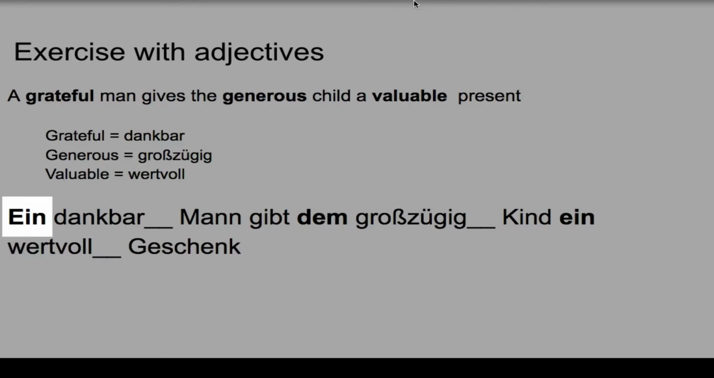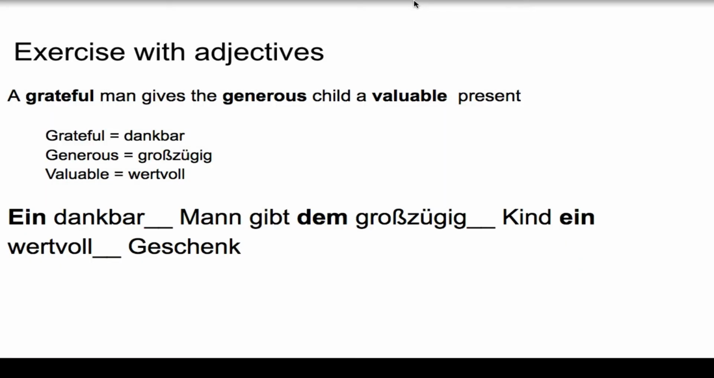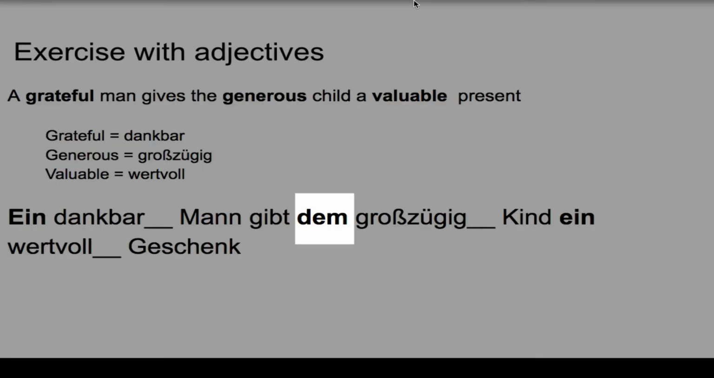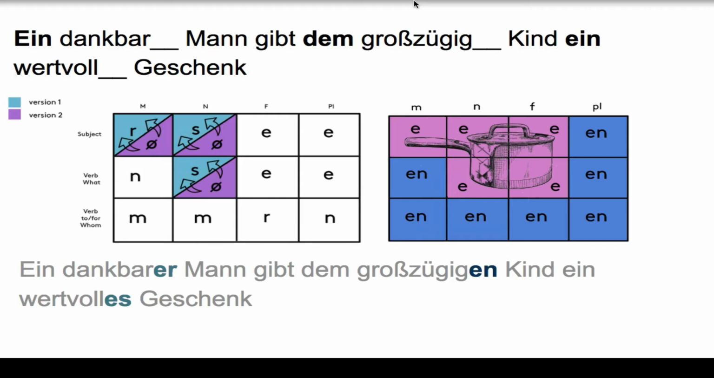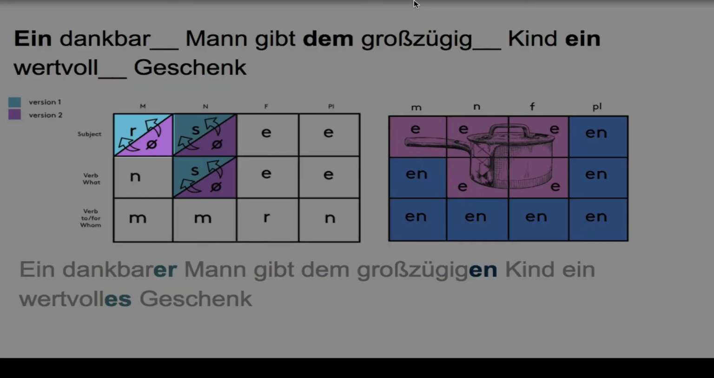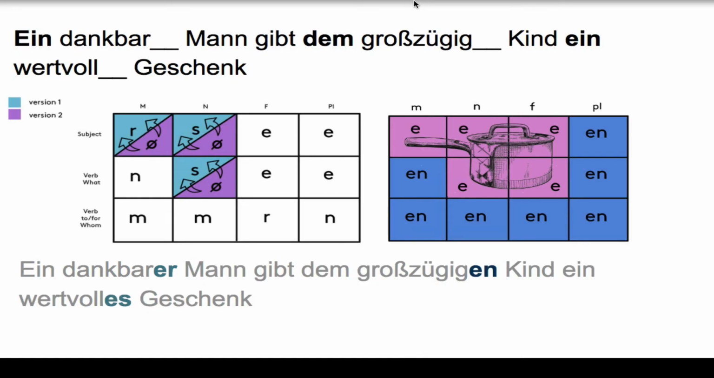Okay, so where we've got ein, we have to use the main grid and go over the line to grab the letter to decorate the adjective. Where we don't have ein, dem, we can use the pot grid. We know that dem is outside the pot, so großzügig is going to be en. Ein dankbar blank Mann, blank is 1-1. We go across the line, we get the R. Ein dankbarer Mann gibt dem großzügigen Kind ein wertvolles Geschenk, because Geschenk is neuter, it's in the neuter column, it's row 2.